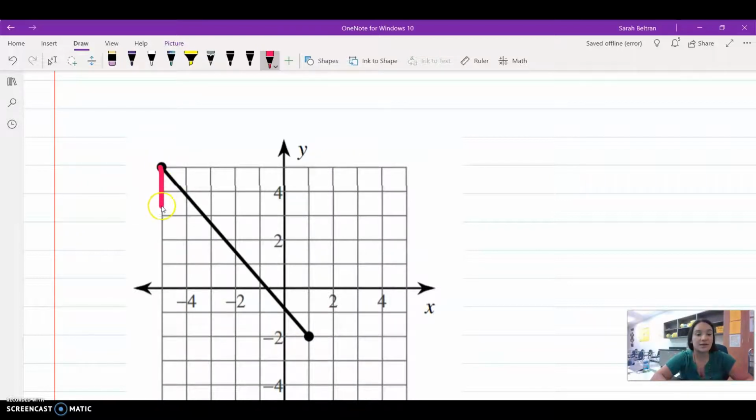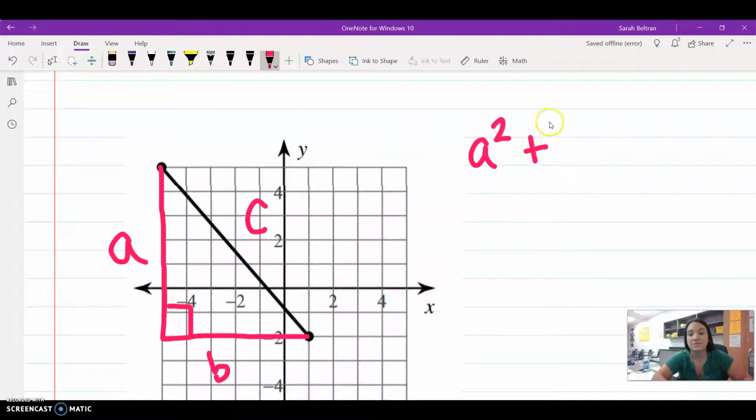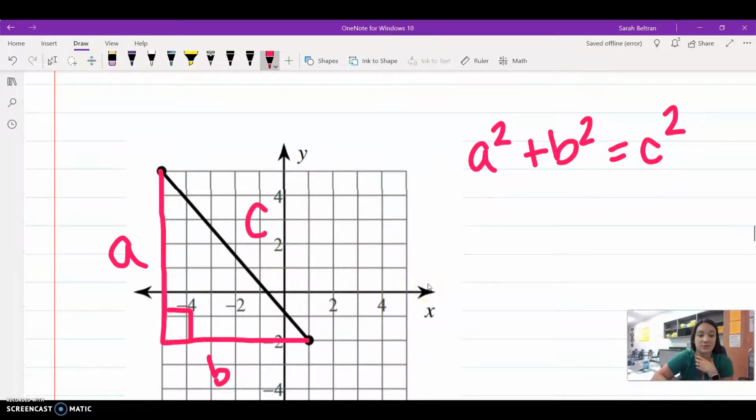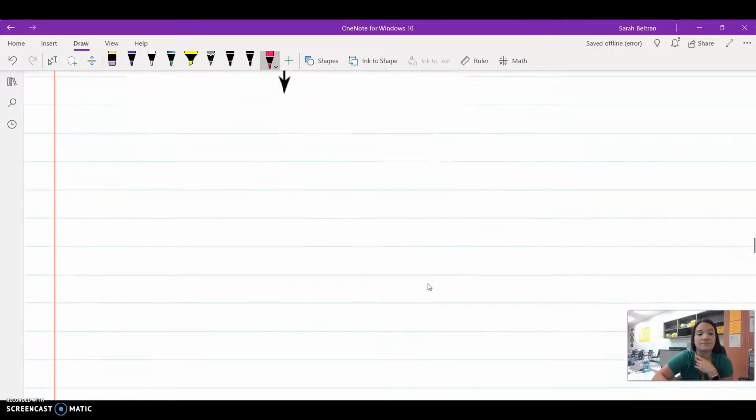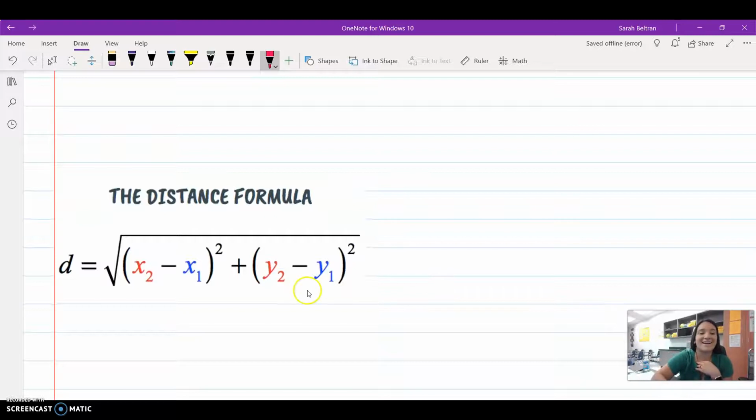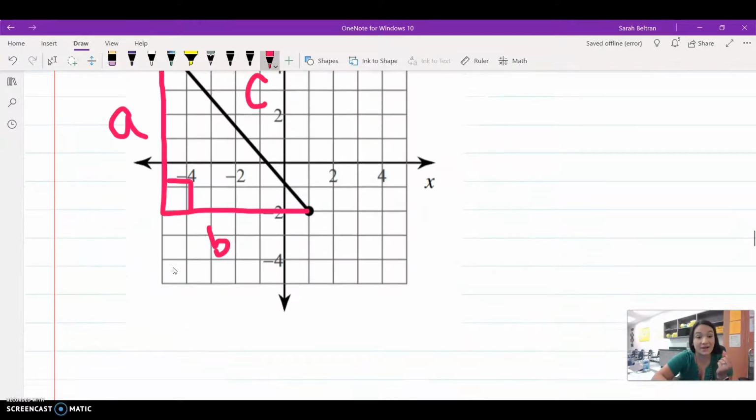Basically, what the Pythagorean theorem says is if you have a right triangle, like this, and you have sides A, B, and a hypotenuse C. Remember this from middle school? It says A squared plus B squared equals C squared. Well, it's the same kind of concept. This is where the distance formula comes from. I'm going to scroll down and show it to you. I'm going to show you this distance formula, and then scroll back up and show you how to find the distance with the Pythagorean theorem.